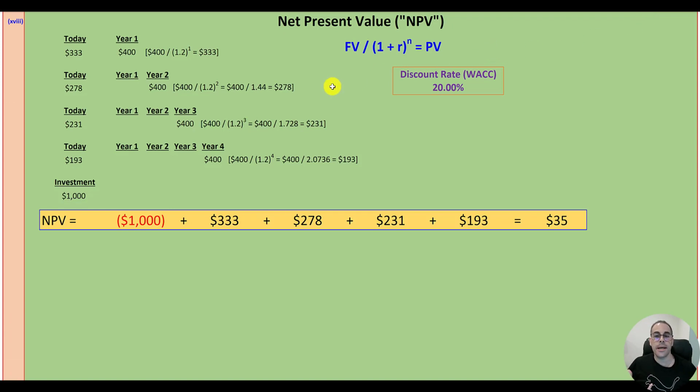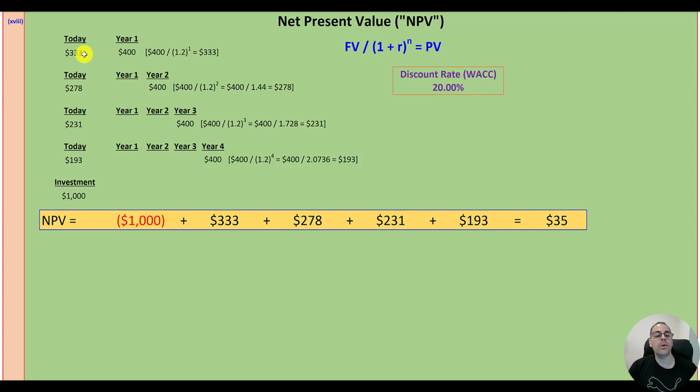First, you need to understand NPV, net present value. And this is the calculation for NPV. It's the future value of money divided by 1 plus your discount rate raised to the number of years or number of time periods. And all of that equals the present value. And we're going to use a discount rate, also known as the WACC, weighted average cost of capital, of 20%.